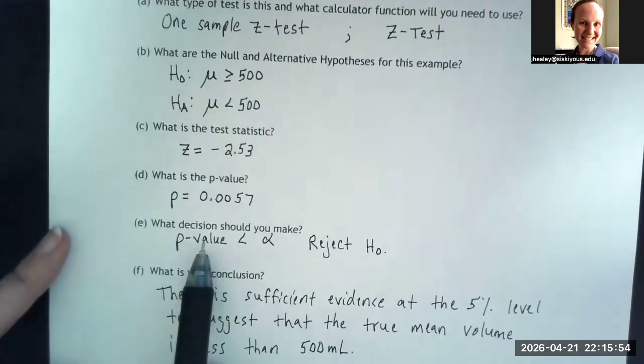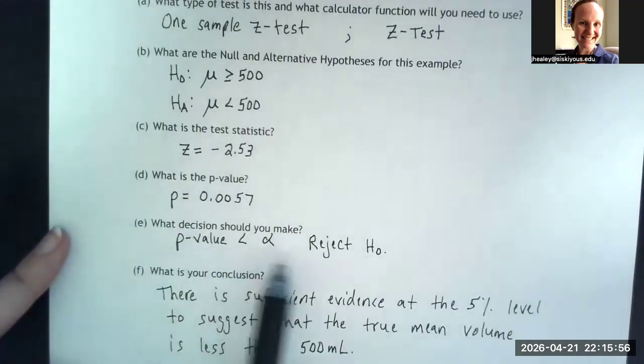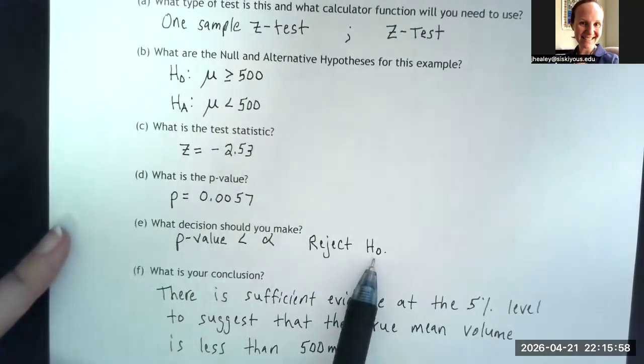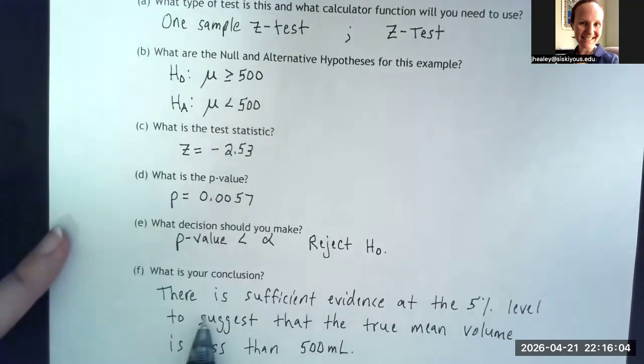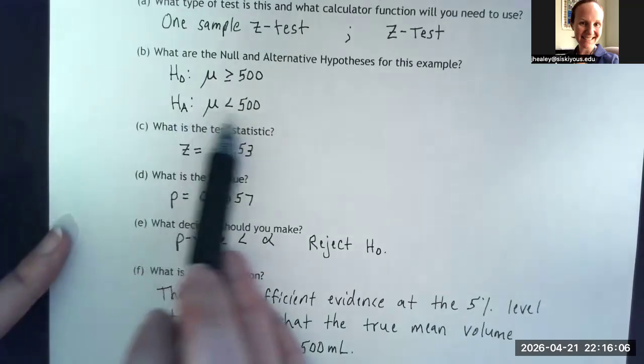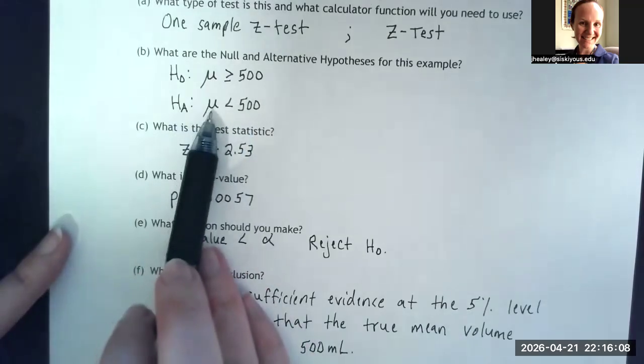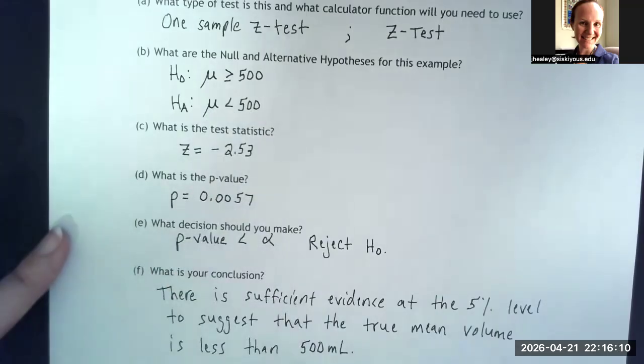So again, because our p-value was smaller than our alpha, we reject the null hypothesis. So there is sufficient evidence at the alpha was 0.05, so the 5% level, to suggest that, and then we always come back up here, the true mean volume is less than 500 milliliters.